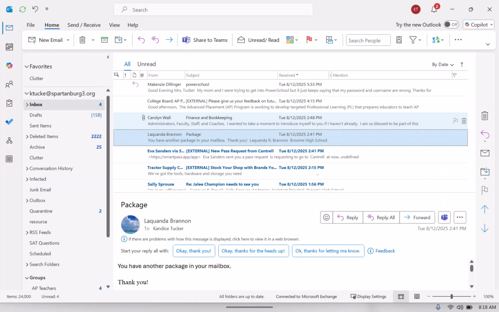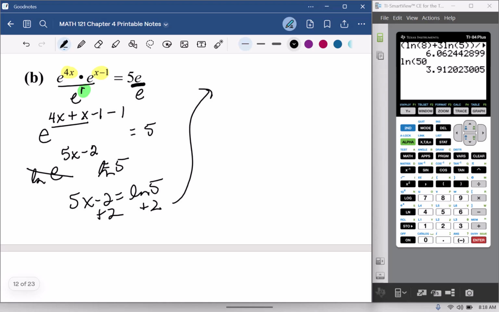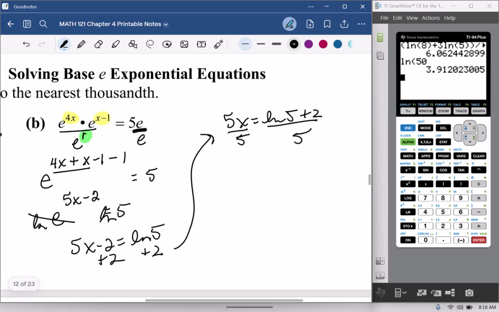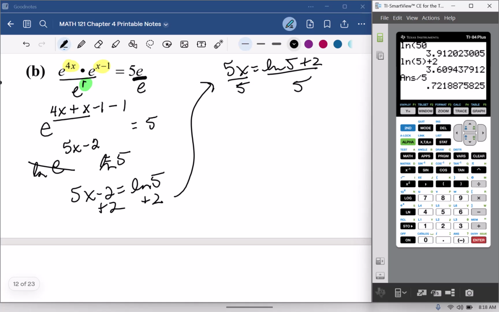To get rid of e, you take the natural log. So 5x minus 2 equals ln of 5. Add 2. So I have 5x equals ln of 5 plus 2, divided by 5. It says exact, nearest thousandth. So ln of 5 plus 2, divided by 5. 0.722. Okay.